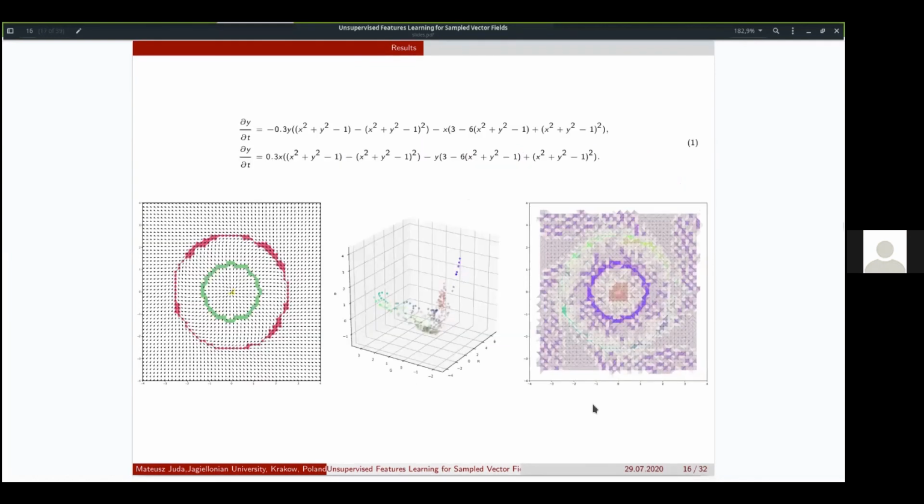But before that, let me show yet another example. So right now we have two orbits and an attracting point in the middle. So the equation is much more complicated. However, we do not know the equation. We just have the vector field. And the computed embedding is in 3 dimensions. So 2 dimensions are not enough to distinguish those 3 features of the vector field. However, 3 dimensions are enough.